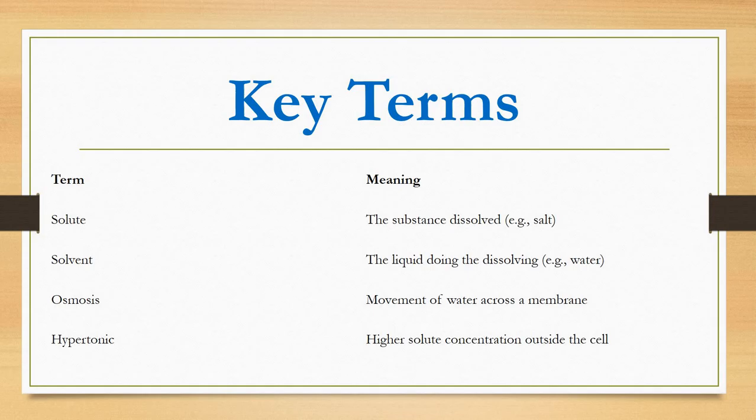Let's do a recap of keywords for the last time. Solute, the substance dissolved, for example, salt. Solvent, the liquid doing the dissolving, for example, water. Osmosis, movement of water across a membrane. Hypertonic, higher solute concentration outside the cell.